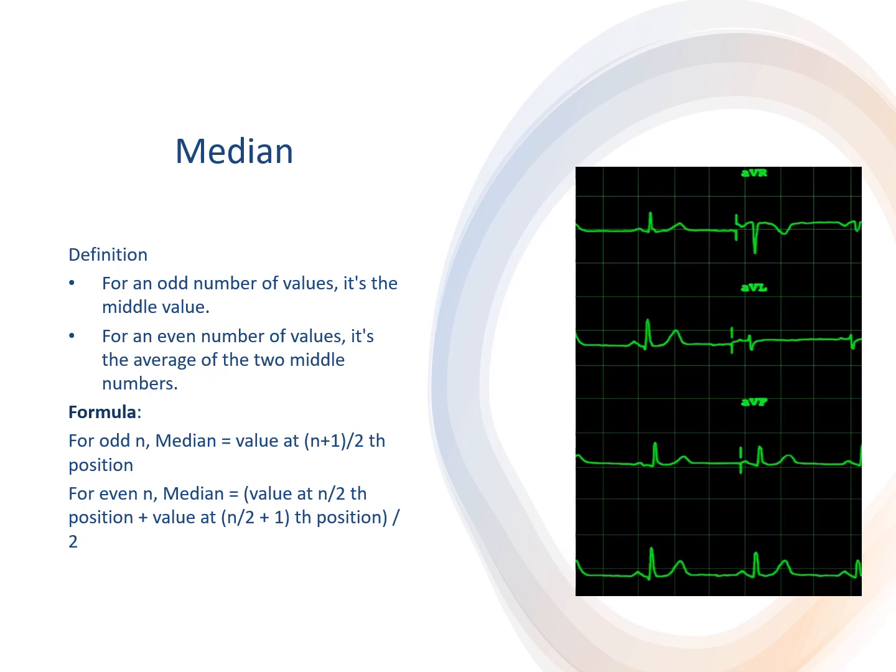So the formula for odd is: median is equal to the value at the (n plus 1) divided by 2 position. This is the formula for an odd number of values. And when we have an even number, the median is the value at the n by 2 position plus the value at the n by 2 plus 1 position, divided by 2. So these are the formulas for calculating the median for odd and even counts.